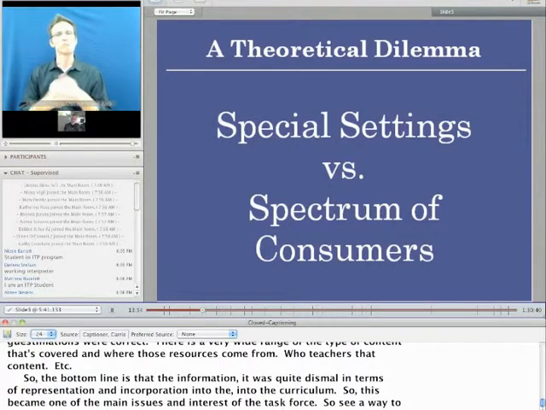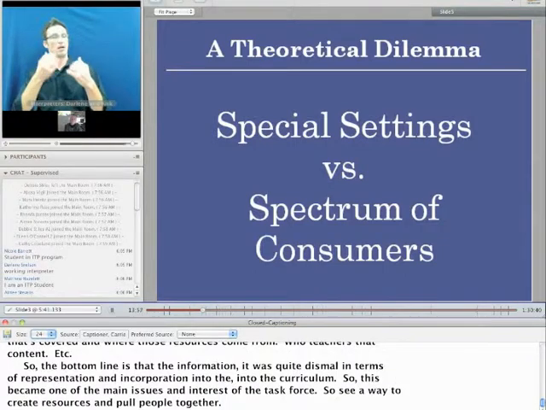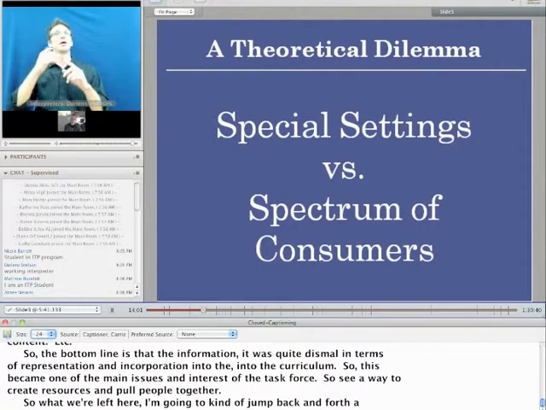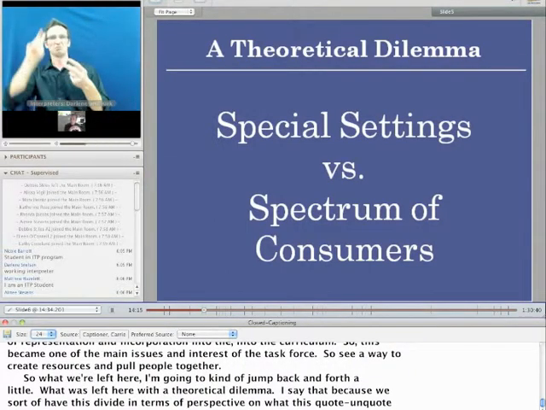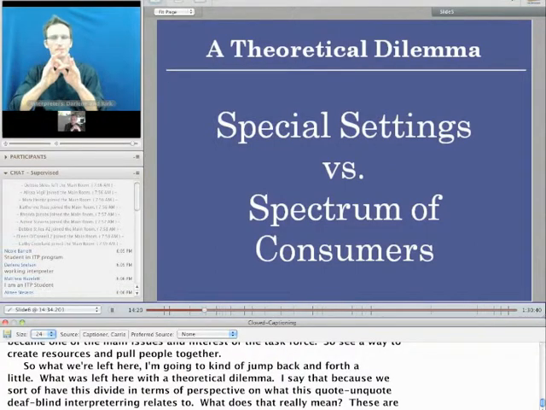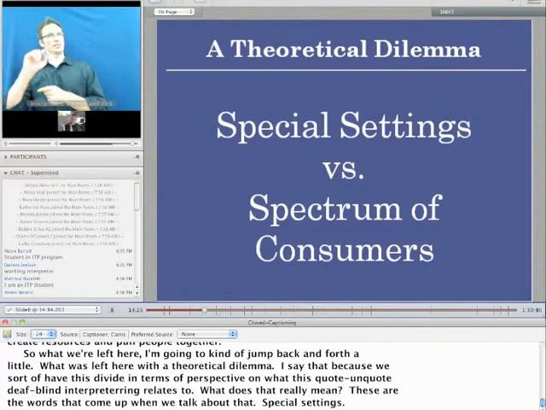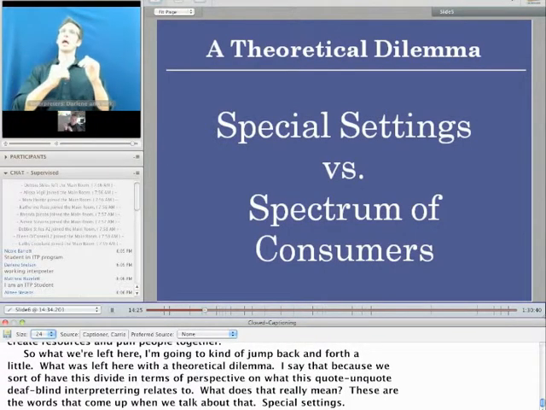So what we're left with here, and I'm going to jump back and forth a little bit, is really a theoretical dilemma. I say that because we have this divide in terms of perspective on what this quote-unquote deafblind interpreting relates to. What does that really mean? And these are some of the words that come up when we start talking about that. Special settings, specialized settings, versus just a broad spectrum of consumers. And I want to talk about that more in depth.